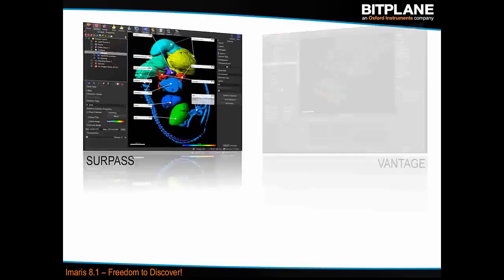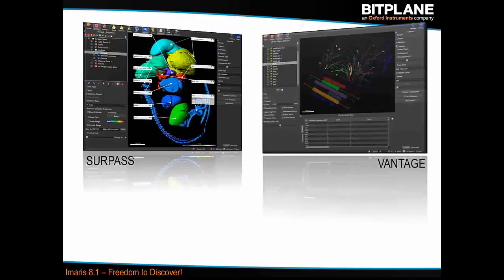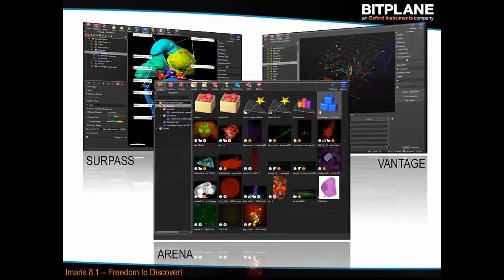If you haven't seen Imaris, that's what it looks like. So we have Surpass, Vantage, and Arena. And I think I will go into Arena now and show you how Imaris 8.1 looks. Still with me? Good. All right.